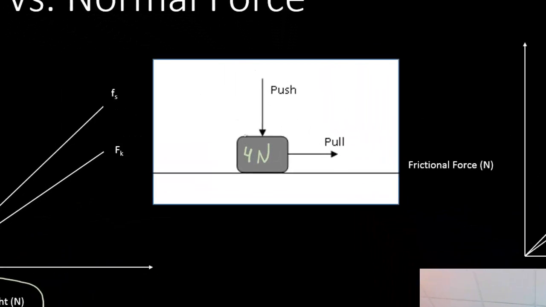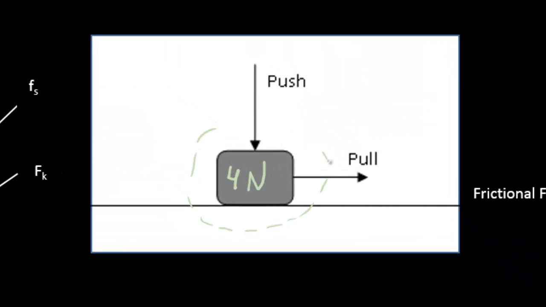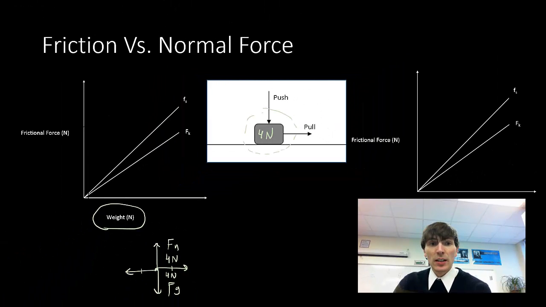I'm not changing the mass of the block. It's still the same block. I'm not changing the weight of the block. It's still a 4 Newton block. But when I start to push on it, I am adding another downward force, which means the table which is supporting it has to push back harder. So when I look at the force diagram afterwards, the normal force is going to go up to some value. It's going to have to match my force of gravity and the force of push. So my normal force will increase.